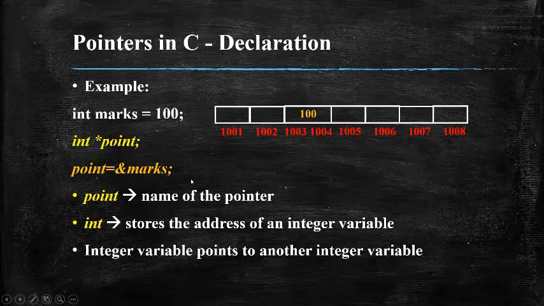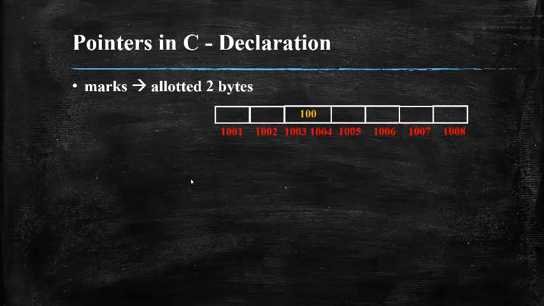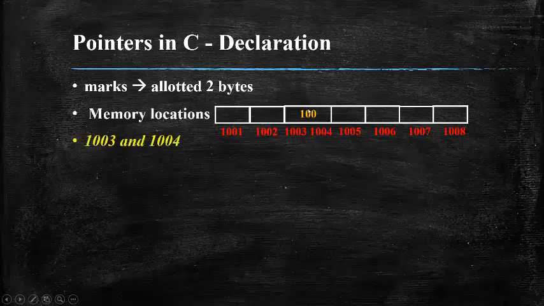Now, as I told you, marks is the variable name, and it has been declared as an integer data type. So I am going to allocate 2 bytes of memory for the variable marks. This is my memory representation, starting from 1001 to 1008. 2 bytes of memory are allocated for the variable marks, which is of integer data type. The memory locations 1003 and 1004 are where I am going to store the value 100 through the variable marks.